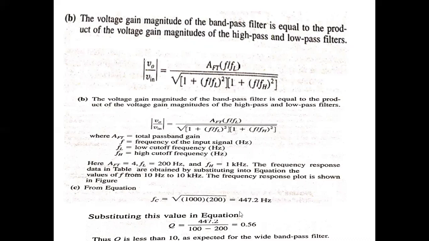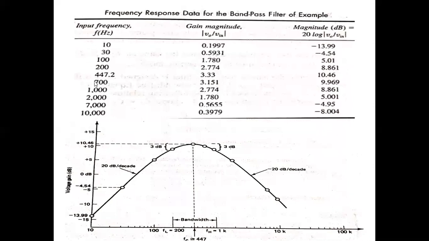And substituting this value in the quality factor equation, in order to calculate the quality factor, Q is nothing but FC divided by the bandwidth, that is 1000 minus 200, and that is equal to 0.56. Now the Q is less than 10. Since it is a wide band pass filter, the quality factor is less than 10, and the quality factor is 0.56 that we are getting.